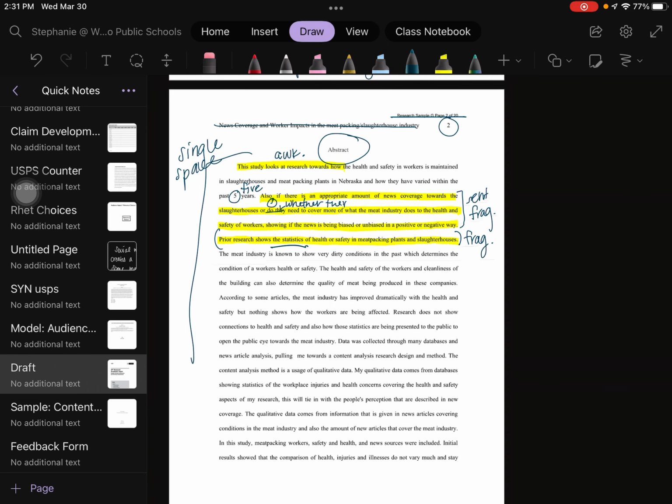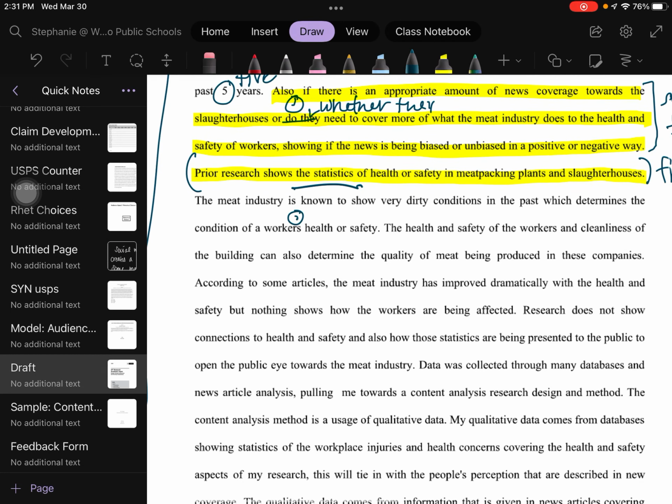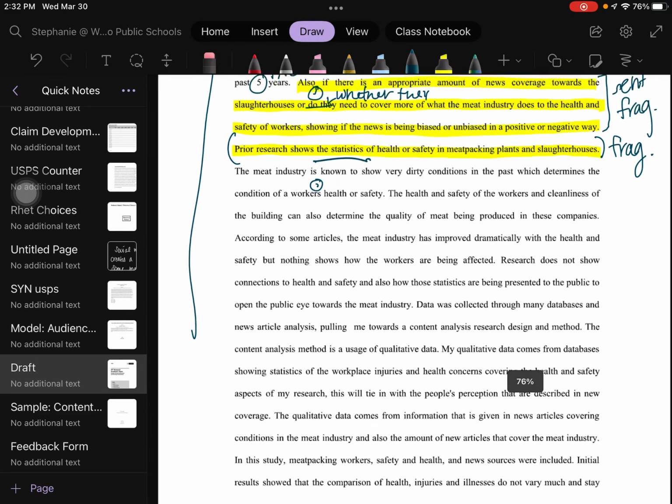The meat industry is known to show very dirty conditions in the past, which determines the condition of a worker's health or safety. The only thing I notice in this sentence, I'm going to zoom in a little bit, is this S is possessive because it's talking about the worker's health, so I'm going to add an apostrophe. And then the health and safety of the workers and the cleanliness of the building can also determine the quality of meat being produced in their companies. I don't see anything glaringly wrong with that one.